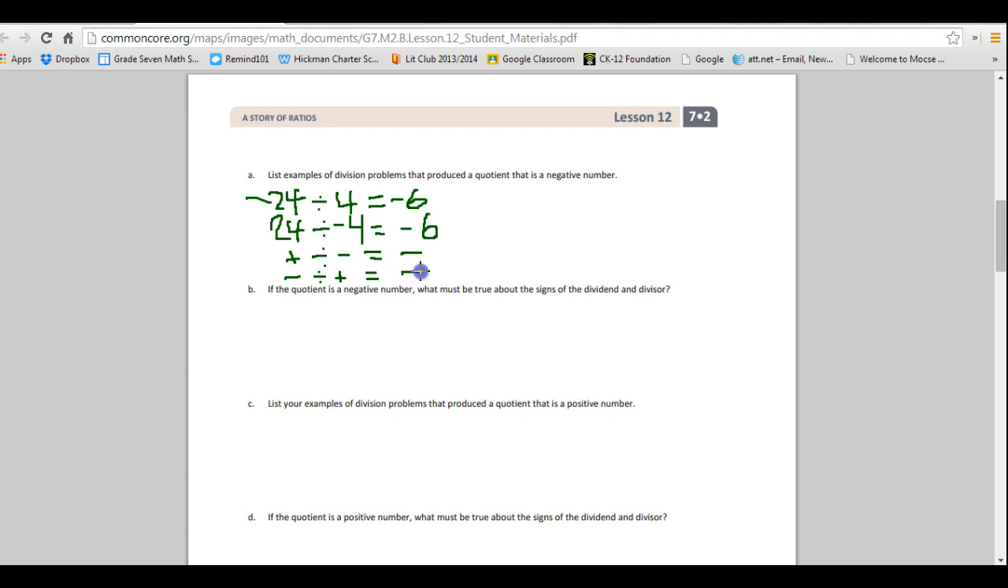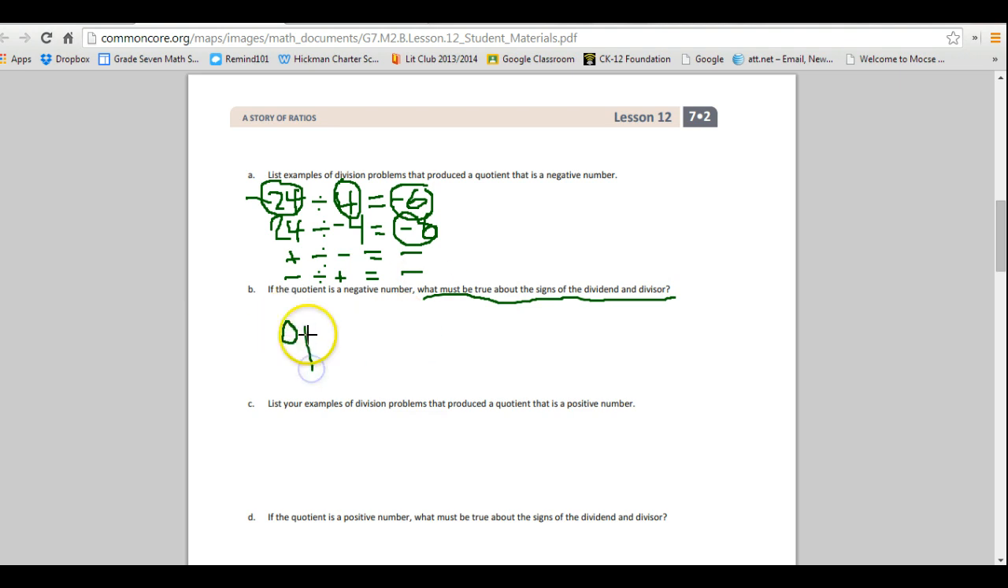So you see when you have opposite signed integers, you will always result in a negative quotient. Opposite signs, negative quotient. Here it says, if the quotient is a negative number, what must be true about the signs of the dividend and divisor? Well, we just said it. They're different. They're opposites.